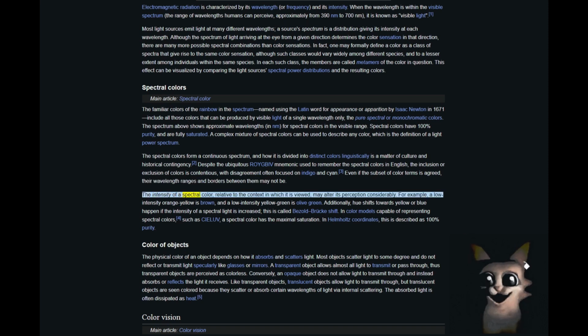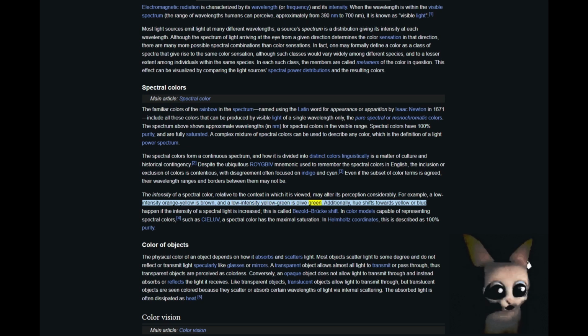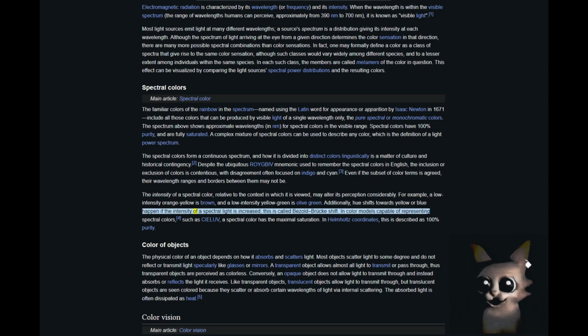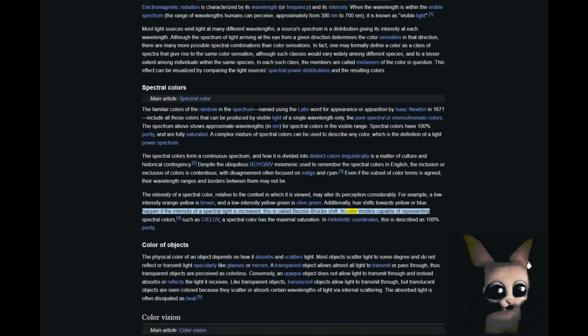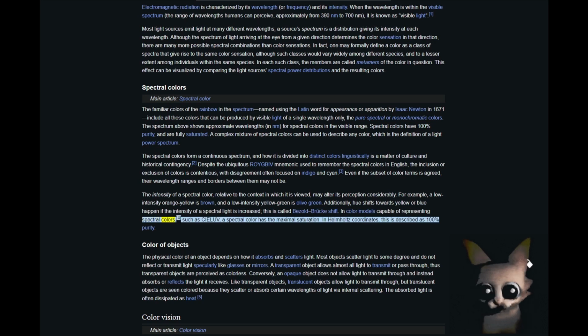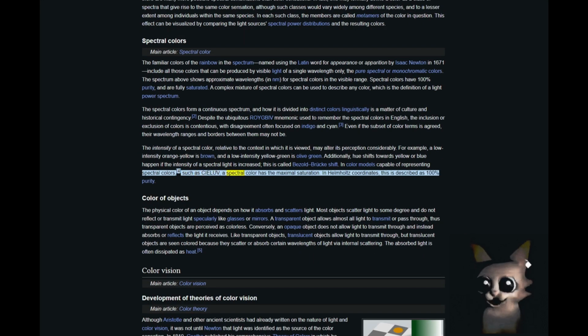The intensity of a spectral color, relative to the context in which it is viewed, may alter its perception considerably. For example, a low-intensity orange-yellow is brown, and a low-intensity yellow-green is olive-green. Additionally, hue shifts towards yellow or blue happen if the intensity of a spectral light is increased. This is called the Bezold-Brücke shift. In color models capable of representing spectral colors, such as CIE 1931, a spectral color has the maximal saturation. In Helmholtz coordinates, this is described as 100% purity.